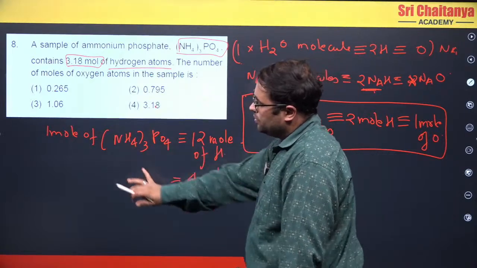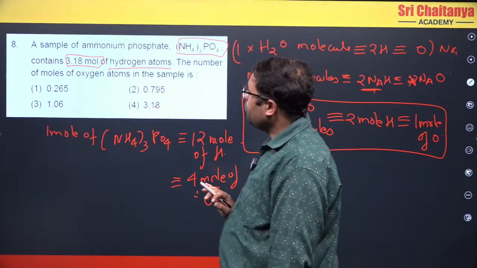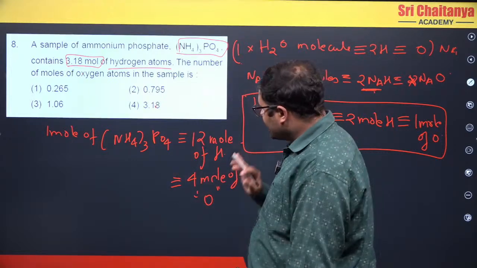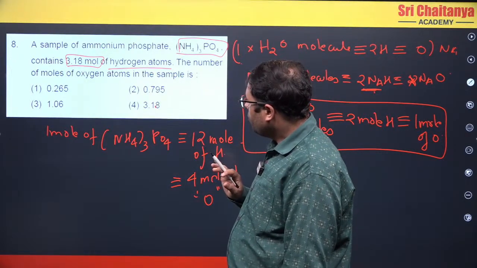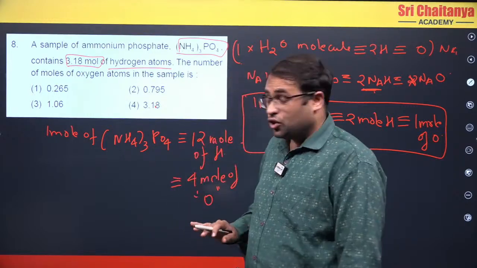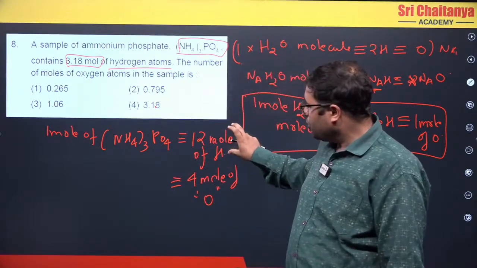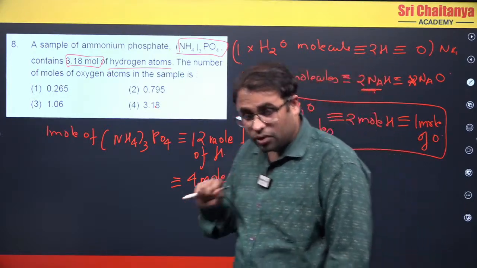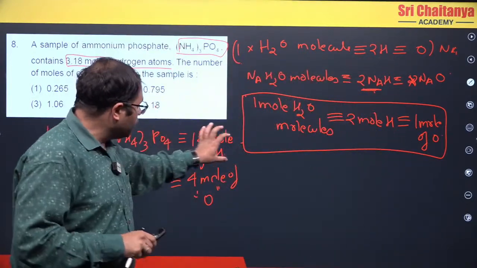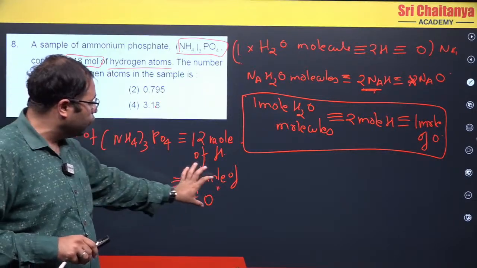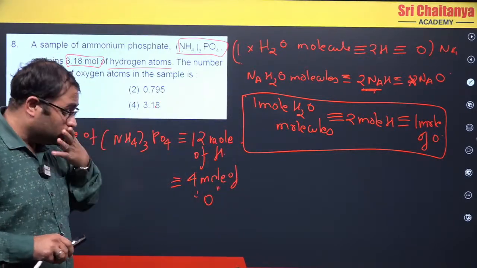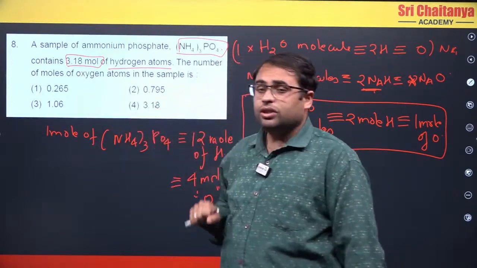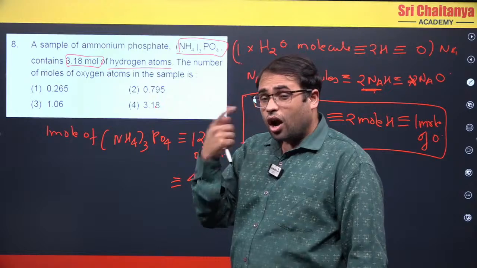So, we know this, right? The number of moles of oxygen atom in the sample. So, now understand that we have a direct relation between moles of hydrogen and moles of oxygen. Is it correct or not? Yes. So, 12 moles of hydrogens are equivalent to 4 moles of oxygen. Then the question I will ask here is, these many moles of hydrogen are going to give how many moles of oxygen?